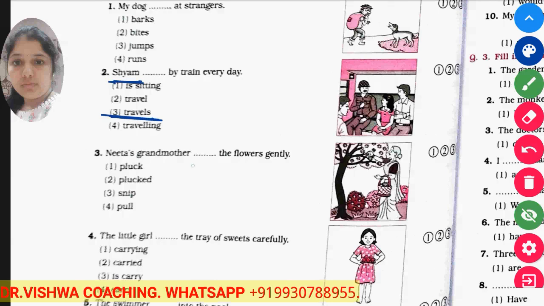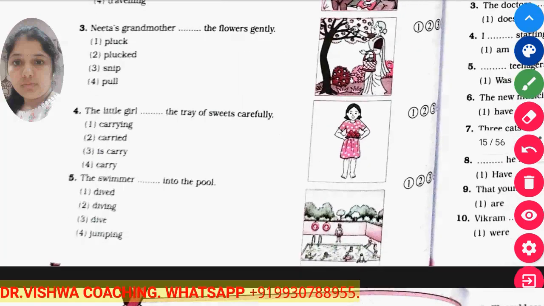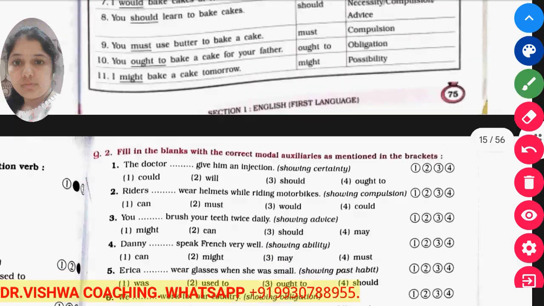Okay. Nita's grandmother dash dash the flowers gently. Pluck, plucked, snip, full. Now see, there should be two options, pluck or plucked, but I am choosing plucked because s is not attached to the verb here, as Nita's grandmother is a third person singular noun. Okay, so if s is there, then I will choose plucks, but plucked is the correct option here. Fourth and fifth, you try at home.